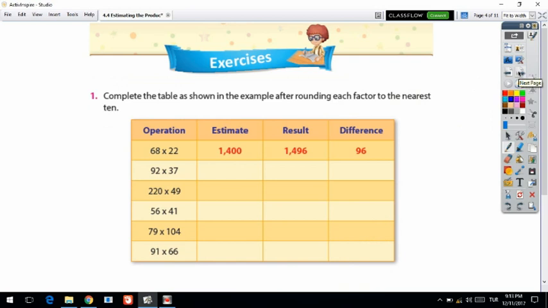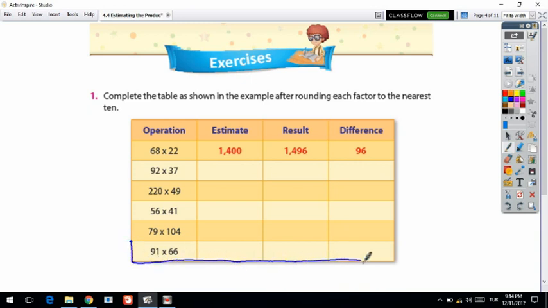So, exercise. The exercise says you complete the table. As you see, we have a table with some different definitions: operation, estimate, the result, and difference. So what do I do first? Okay, now 1, 2, 3, 4, 5, and 6. Yes, we have 6 questions. Let's choose one of them, then let's find the answer. Okay, I want to choose the last one.